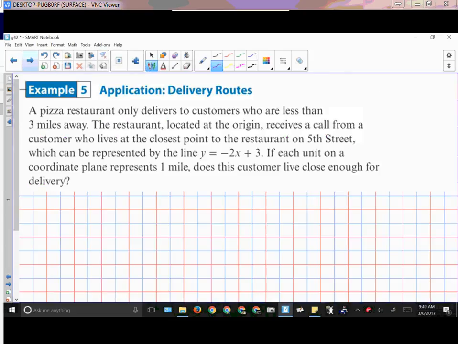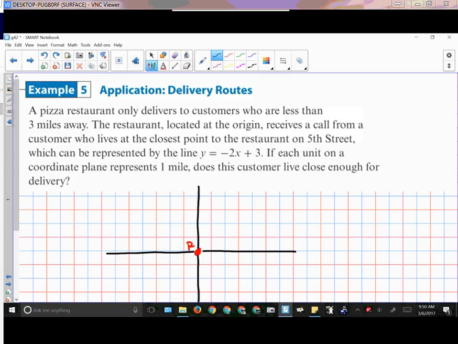Let's try this one. A pizza restaurant only delivers to customers who are less than 3 miles away. Okay, it says the restaurant is located at the origin. So we're going to put the restaurant sitting right about here. So that means that we've got it going up this way, up that way, and we got to go that way, right?